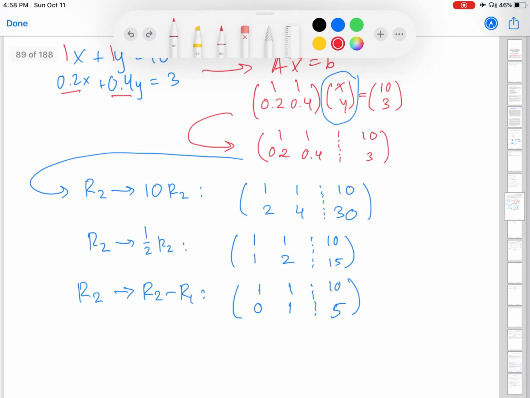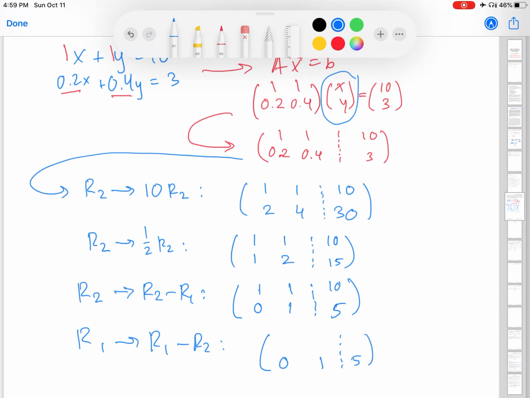So now I want to move over to the next column and work on this second column, right? I wanted this to be a 0 up here, so then I could just read off the solution. So that's going to motivate the last row operation that I am going to do. I'm going to say, okay, row 1, I'm going to replace that with row 1 minus row 2. Great, so I'm not changing the second row. I'll just write that over.